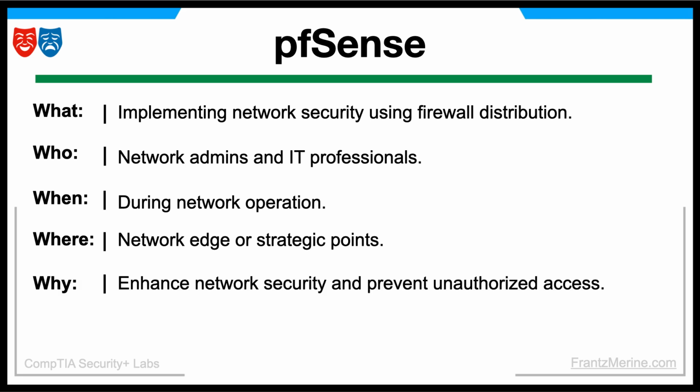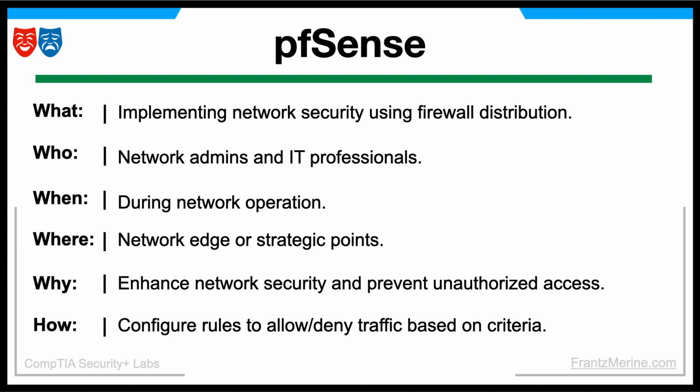The main purpose of firewalling is to enhance network security by regulating incoming and outgoing traffic, protecting against unauthorized access, and preventing malicious attacks. Firewalling is achieved through the configuration of rules, which define what types of traffic are allowed or denied based on specific criteria such as source and destination IP addresses, ports, and protocols. This enables the firewall to inspect and control network traffic effectively. The rest of the how is what this video is all about, so let's get into it.